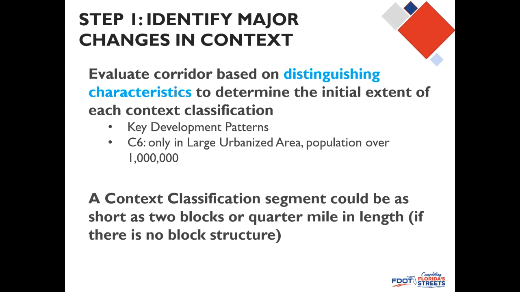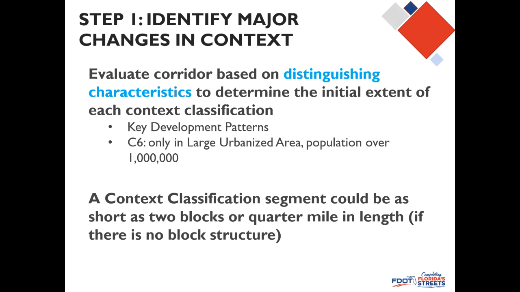A context classification segment could be as short as 2 blocks or a quarter mile in length if there is no block structure. Let me explain a little more what that means. A question we get sometimes is, well, how short can my context classification segment be? What if I have something that's only 100 feet long? Can that be its own context classification segment? 100 feet is probably a little short.